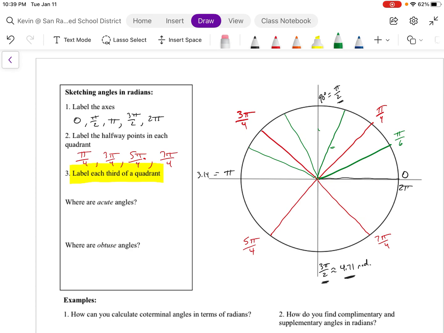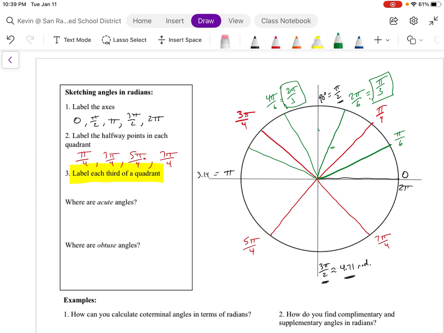Over here, that's 1 pi over 6. This would be 2 pi over 6, but we are going to simplify that to be pi over 3. All right? And then at the halfway point, that would be 3 pi over 6, which is pi over 2. So we get over here, so that's 3. This would be 4 pi over 6, but again, we're going to simplify that, and that's going to be 2 pi over 3.